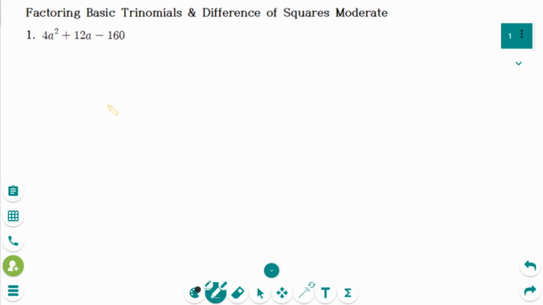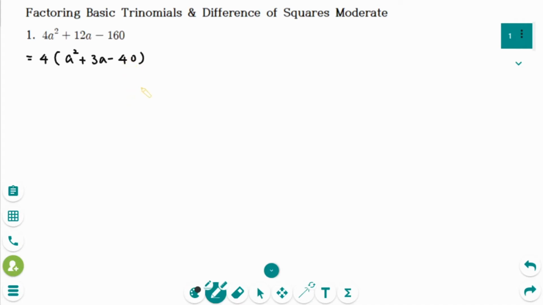This video will cover moderate level questions regarding the topic of factoring, basic trinomials, and difference of squares. First question is this. The greatest common factor is 4. So factor out 4. And a squared plus 12a divided by 4 is 3a. Minus 160 divided by 4 is 40.